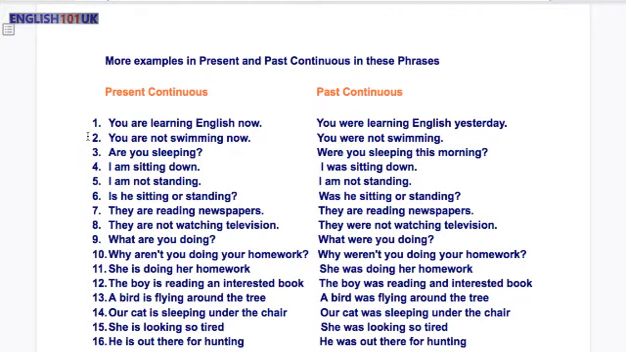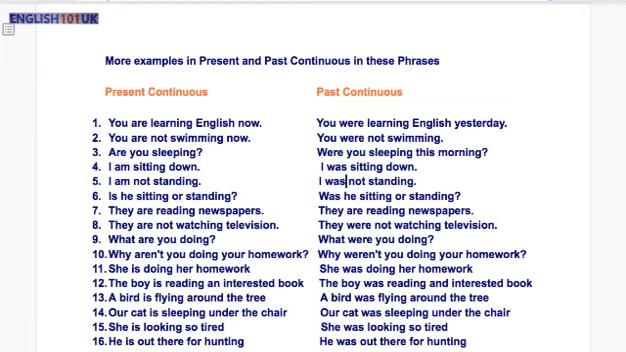4. I am sitting down. In the past, I was sitting down. 5. I am not standing. I was not standing. So am becomes was. 6. Is he sitting or standing? In the past, was he sitting or standing?